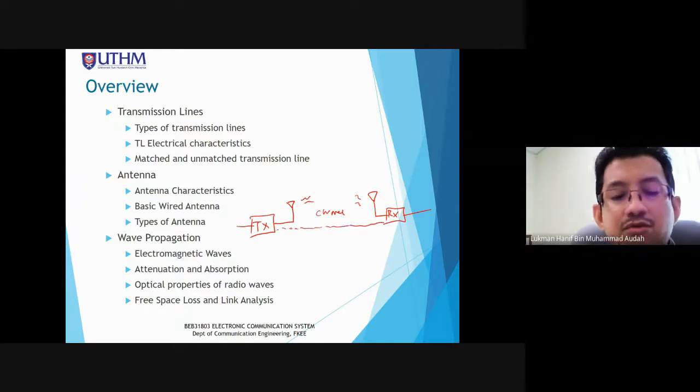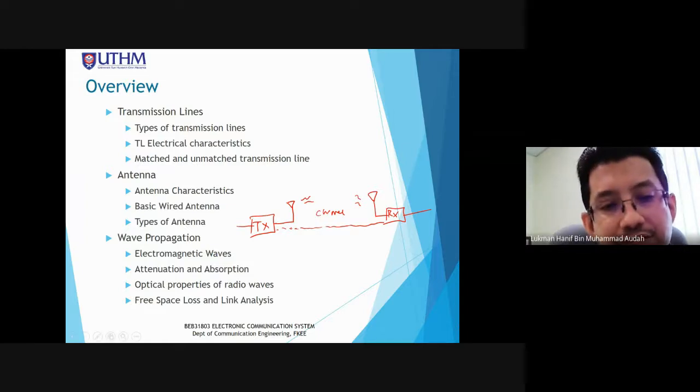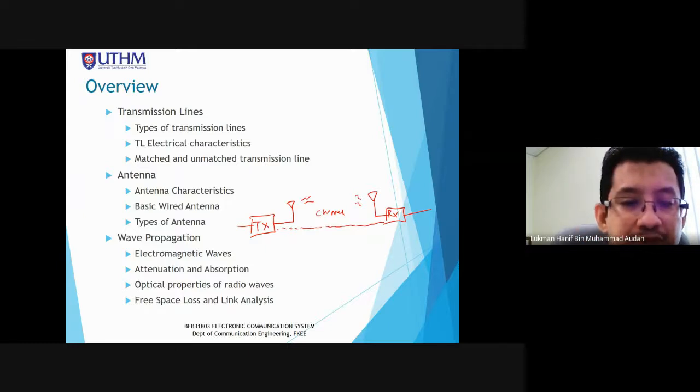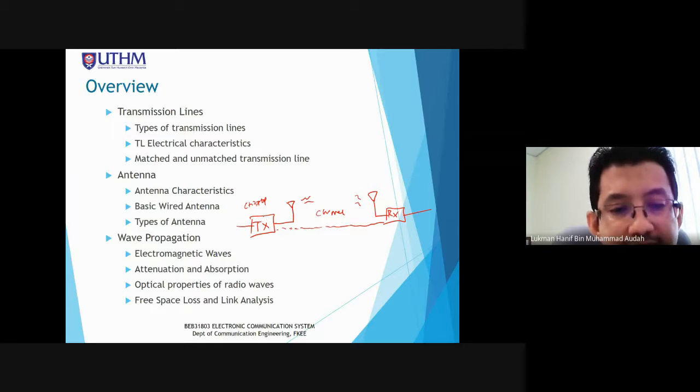Okay, so if you still remember in chapter 3 and chapter 4, we learn a lot about modulation and demodulation techniques. Okay, yang mana untuk chapter 3 and chapter 4 kita belajar more details about the process happens inside the transmitter and also the receiver.